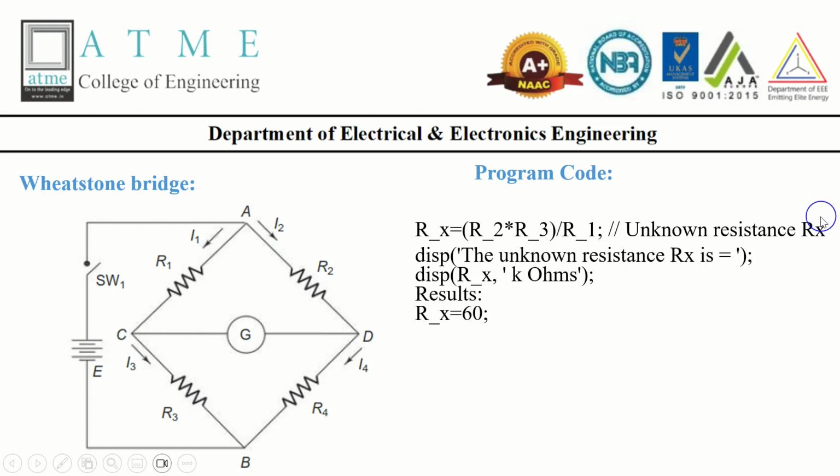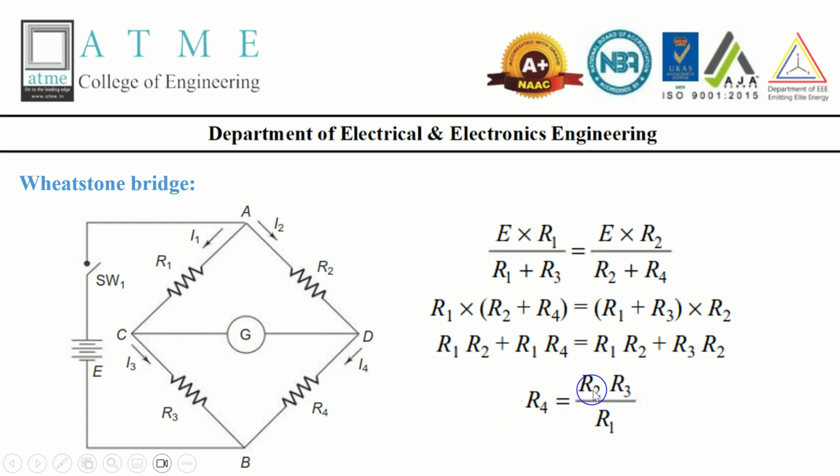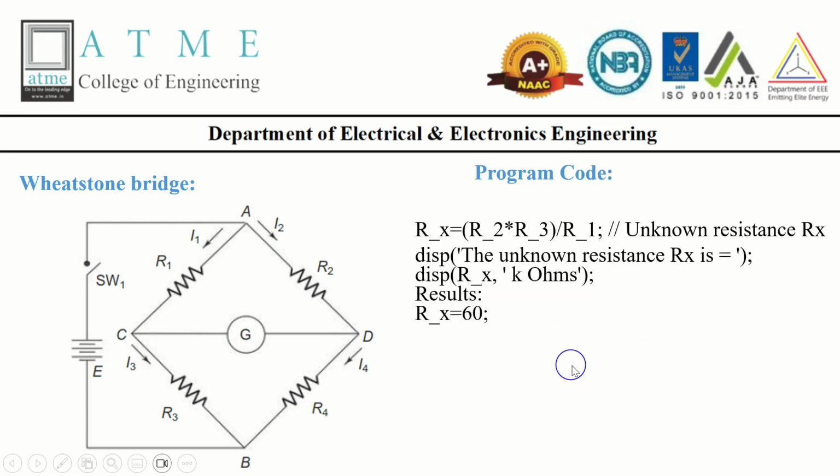This unknown resistance is represented by Rx, or I can conclude this as R4. So when we display, here DISP, we display the resistance in kilo ohms. It is used to display the text, the unknown resistance Rx is equal to, in the window command. In the command window it will display the value we are getting, that is R4 is equal to R2 into R3 divided by R1, and we will get the value as 60 kilo ohms.